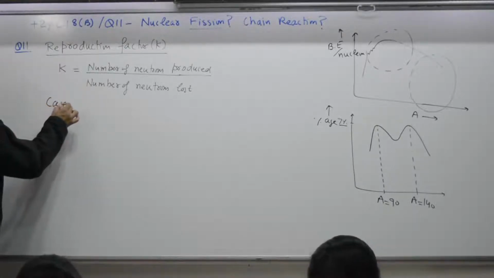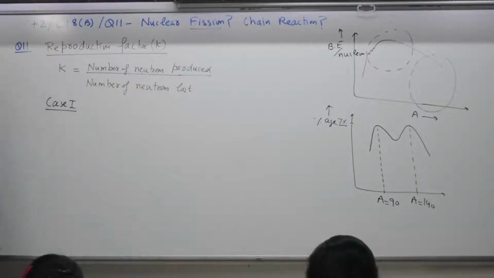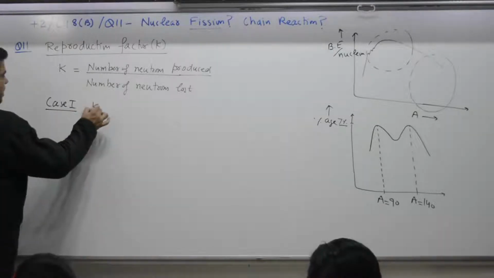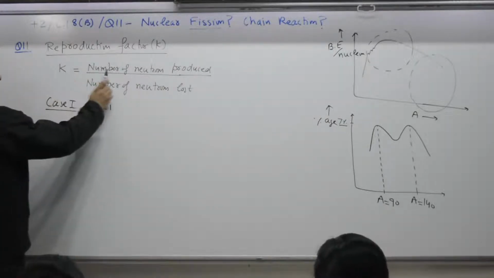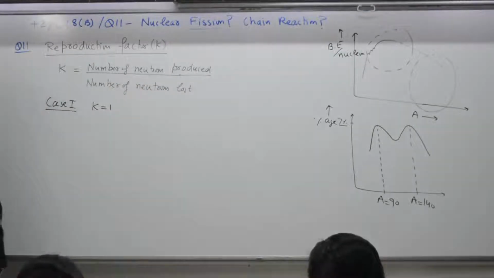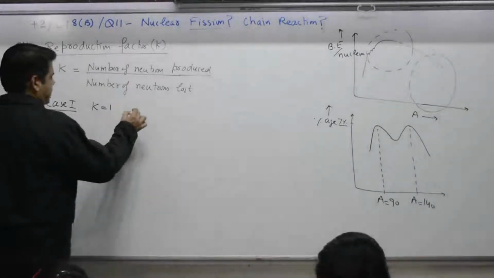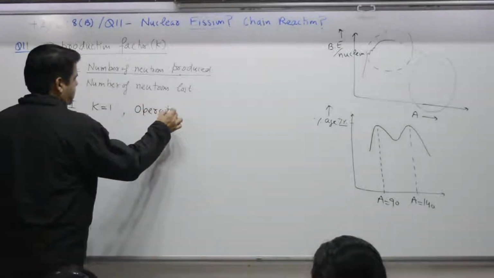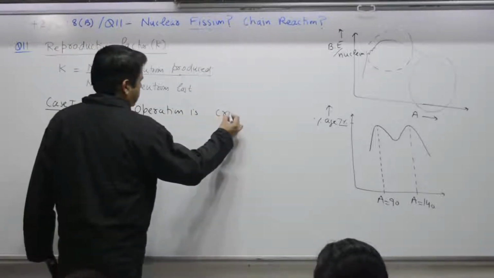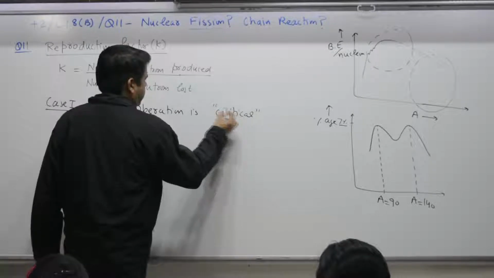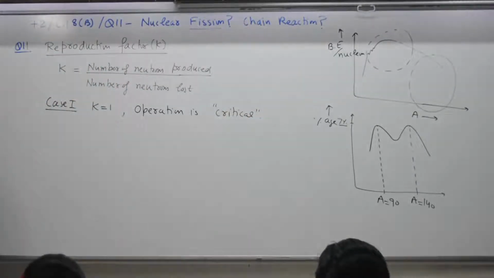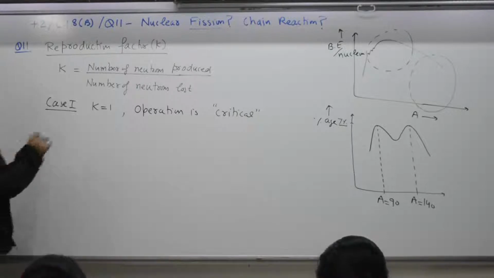Yes. Refer to notes. K is what? Equal to 1. If K is equal to 1, what does mean? If K is equal to 1, number of neutrons produced is equal to number of neutrons lost. The operation of the reactor is said to be critical. Operation is critical. Which is what we wish it to be for steady power generation. That means nuclear power plant, we keep maintain around 1.